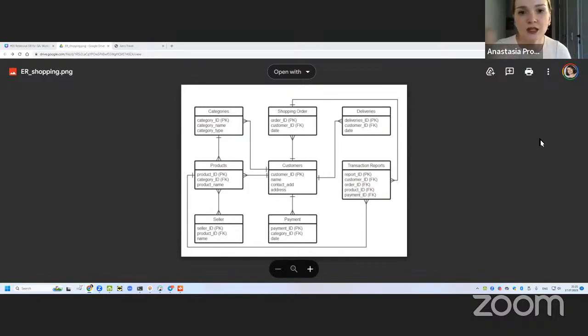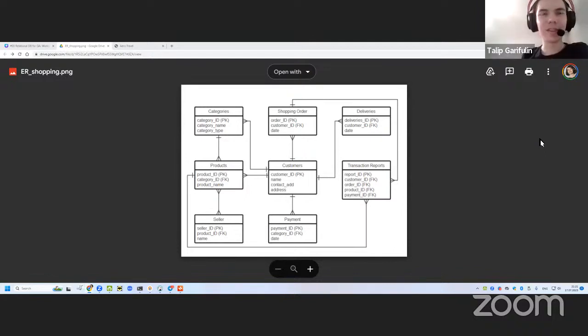As you can see in the transaction reports, we have a lot of keys, but only one connection to the products, and to shopping orders. So I think it's a bit weird. We can add something else there.